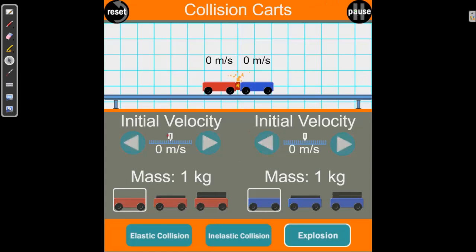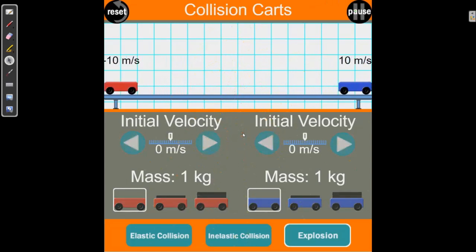Well, when I hit this and they shoot off at -10 and 10 meters per second, some people say, how can the final momentum be 0? Both carts are moving. They clearly have momentum. Remember, direction. The red cart is moving to the left, which is negative, so -10 kilograms times meters per second of momentum. And the blue cart is moving to the right, which is a positive velocity, so it is +10 kilograms times meters per second. Therefore, they cancel out, and the total momentum of the system is 0, just like the initial momentum.